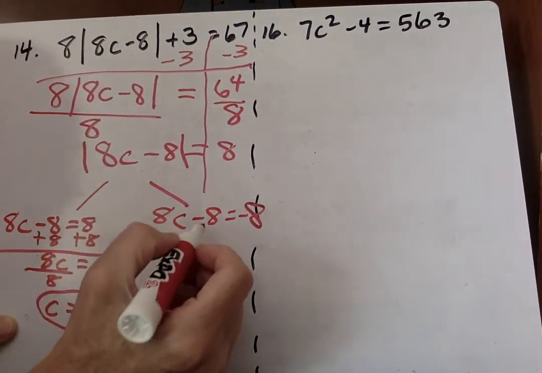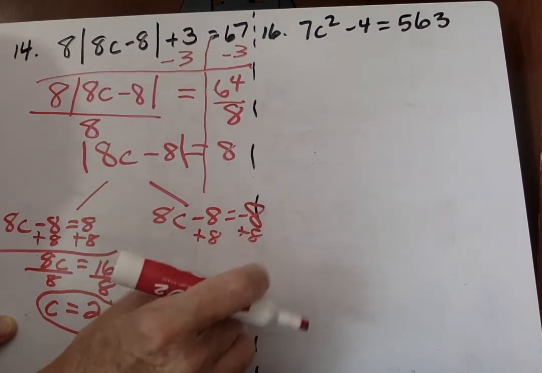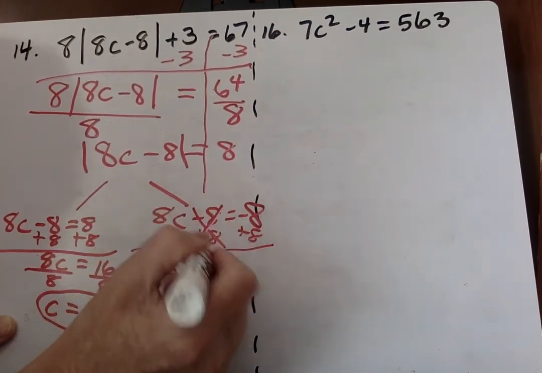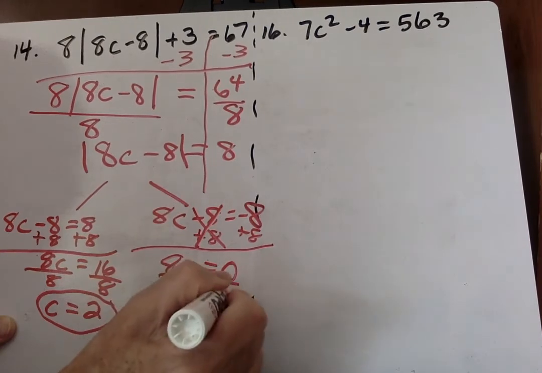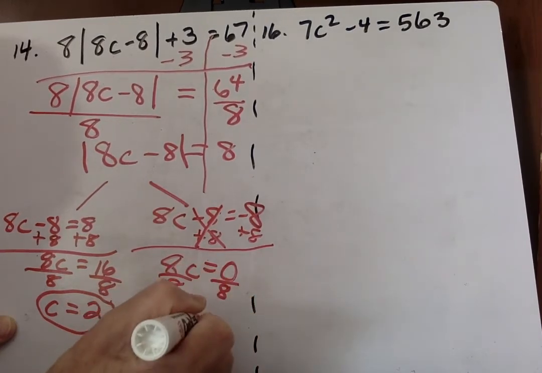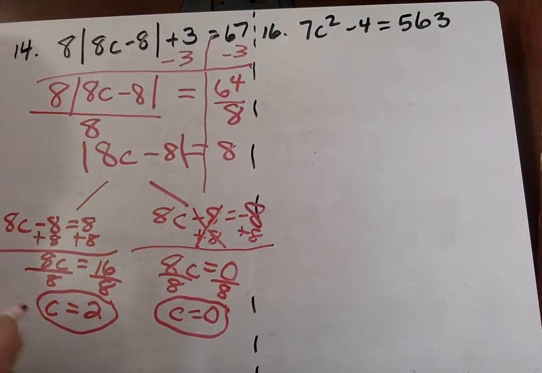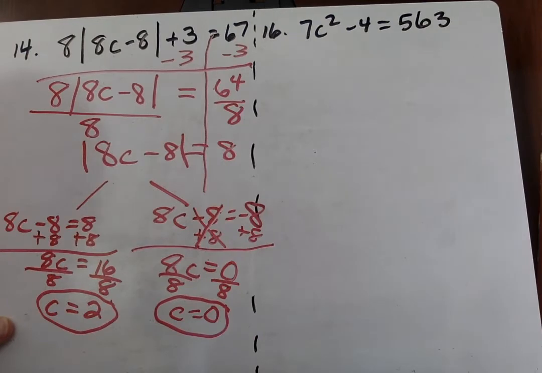Okay, the next one I'm going to add 8 here, add 8 there, and I get 8c equals 0. Okay, so your final answer, c is 2 or c is 0.